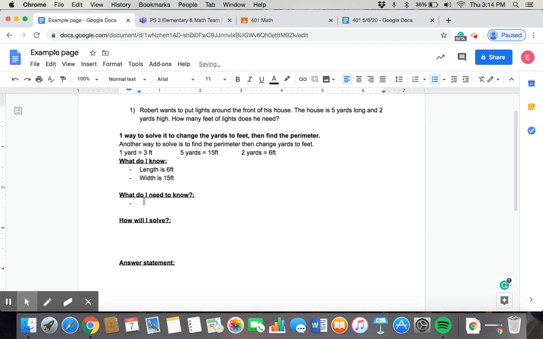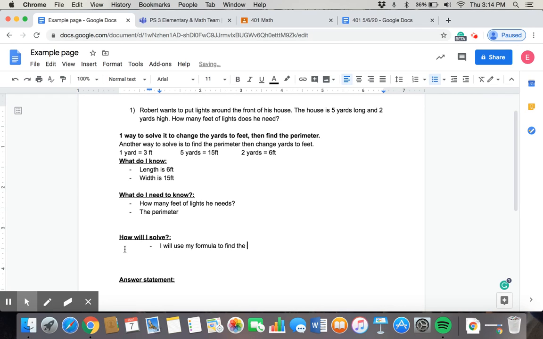Now I'll go down to, what do I need to know? How many feet of lights he needs. I'm also looking for the perimeter. It says around the front of his house, so I know I'm talking about perimeter because it's talking about the outside. Now, how will I solve? I will use my formula to find the perimeter of a rectangle.